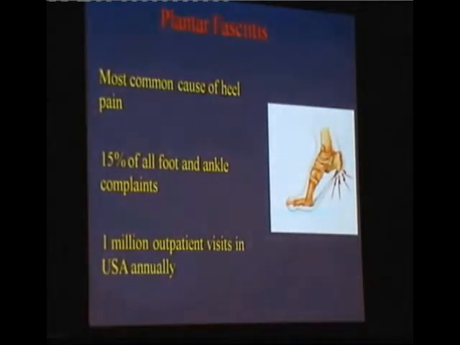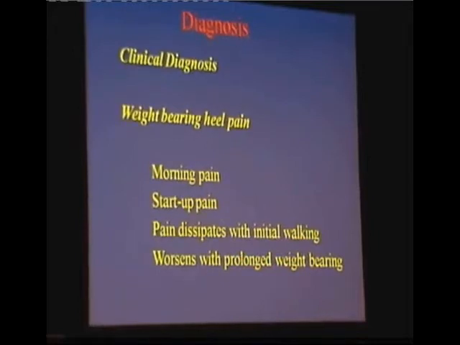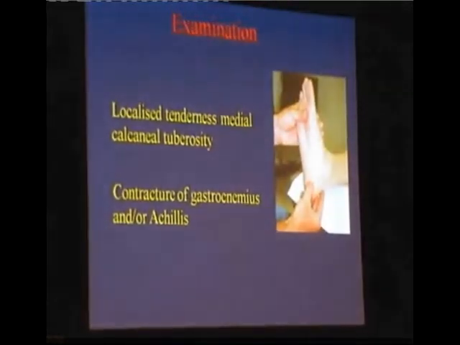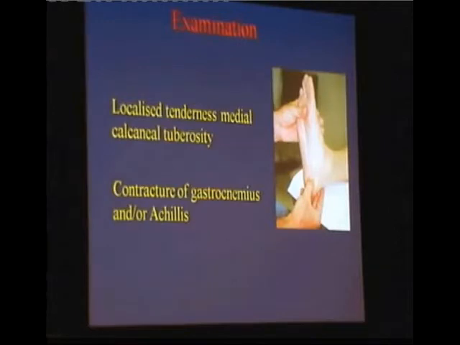Up to 15% of patients with foot and ankle problems have this issue, and it accounts for up to 1 million outpatient visits in the States annually. The diagnosis is clinical, and they typically have weight-bearing related pain, which is worst in the morning. There's a component of startup pain, and the pain usually dissipates with initial walking, but then returns again with prolonged weight-bearing. They typically have on examination tenderness in the medial calcaneal tuberosity, and they often have a contracture of the gastrocnemius and/or Achilles.